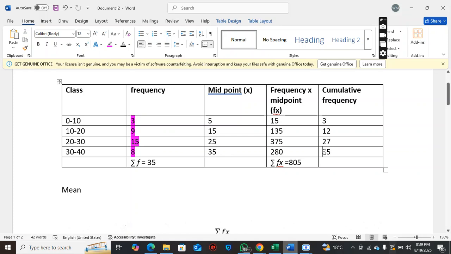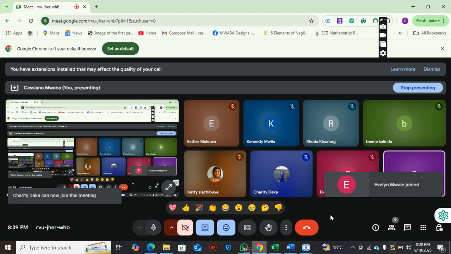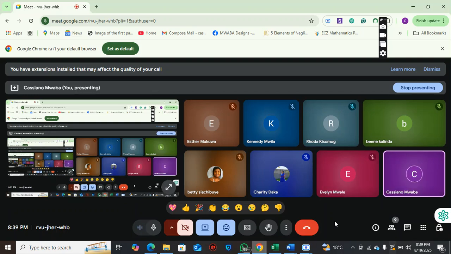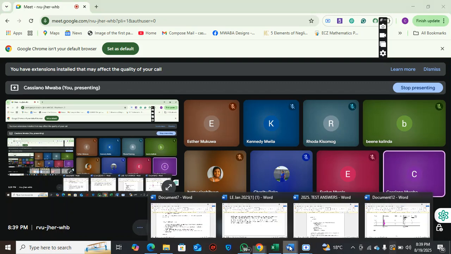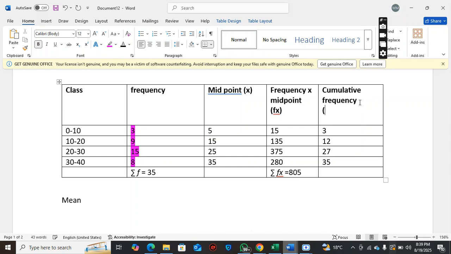So this cumulative frequency column, the purpose of it is to help us find the median class. Median class, upper quartile class, lower quartile class. You are all going to find these in the cumulative frequency column. This is where we're going to find the position of our median class.